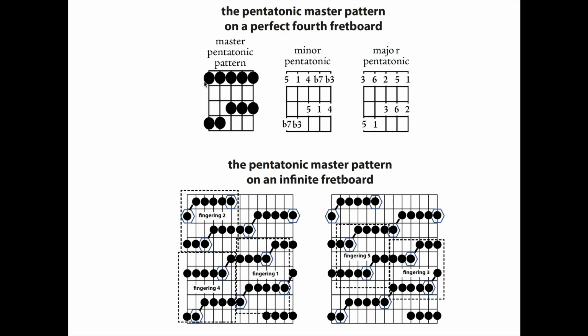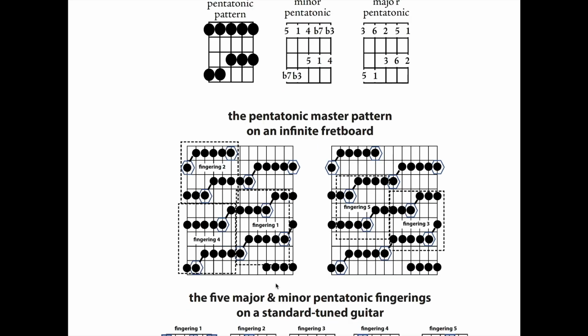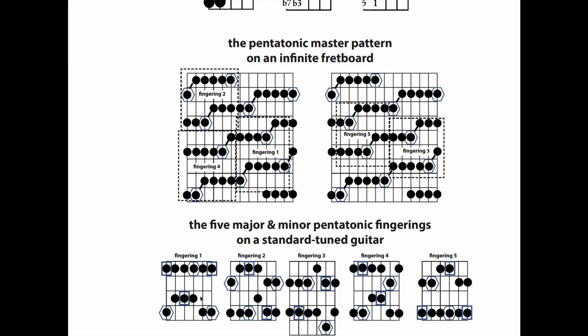So we take this master pattern, conceive it on the infinite fretboard, and then on the two small strings, whatever pattern you're playing, you have to take the notes on the two small strings and move them 1 fret towards the body of the guitar. And then you'll get, here's fingering 1 below on the lower left with that compensation.